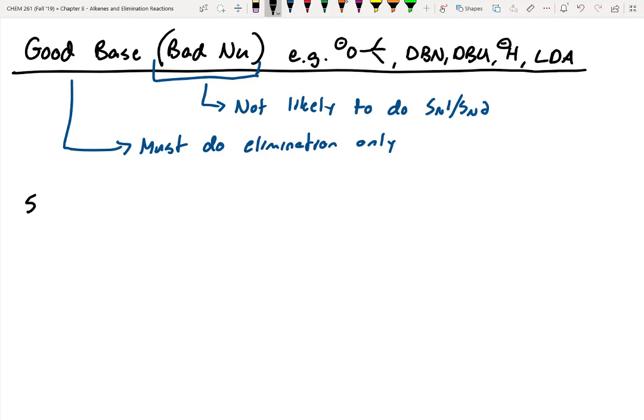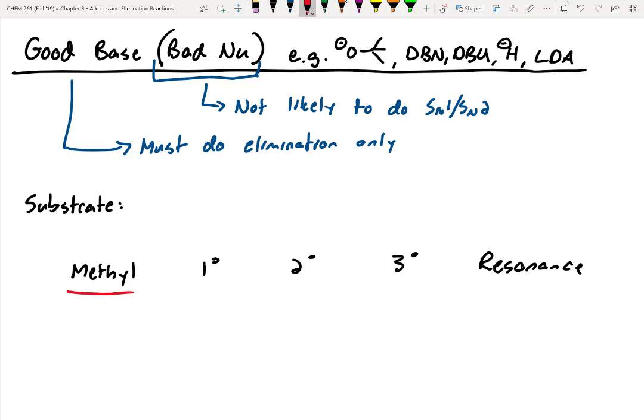Now let's consider our substrate. Again, we can say, all right, what if we have a methyl substrate with the leaving group? What if we have primary? What if we have secondary? What if we have tertiary? And what if we have something with resonance? All right, let's consider the first one, methyl.